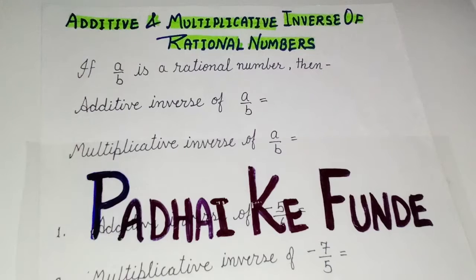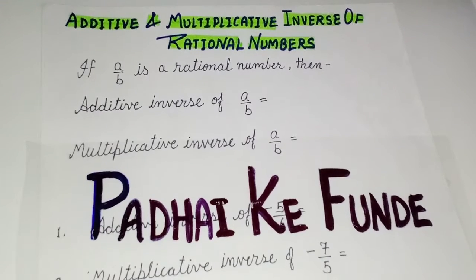Today we are here with the topic of first chapter of class 8, that is rational numbers. The topic is additive and multiplicative inverse of rational numbers. So what are rational numbers? The numbers which can be represented in the form of P upon Q or A upon B, where A and B are the integers and B is not equal to 0. These numbers are known as rational numbers. Here we will see how to write additive inverse of the rational number as well as multiplicative inverse.